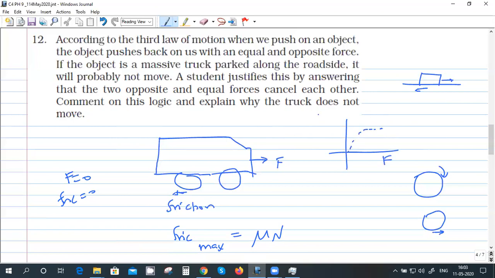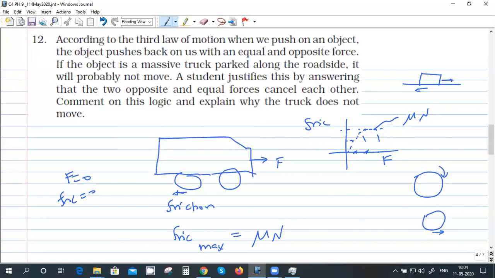The friction force is like this. This is the applied force, and this is the friction force. When you apply a force of small value, the friction force is small. When you increase the force, the friction force increases. But beyond a certain value, the friction force has a limiting value beyond which it will not increase. Once you cross this point, the thing will start moving. So friction force is a variable force, but it will saturate after some value. This saturation value is mu into N.